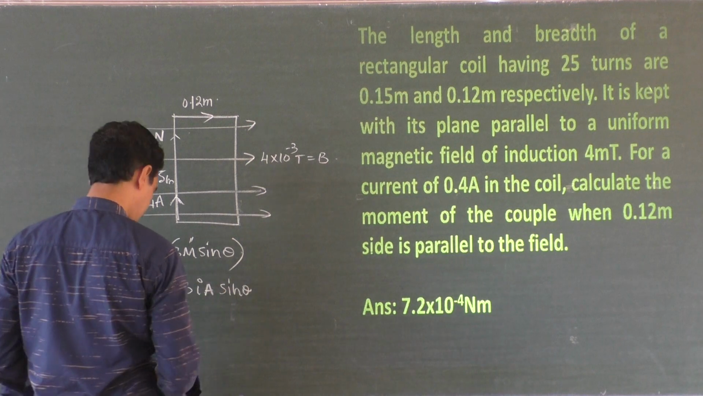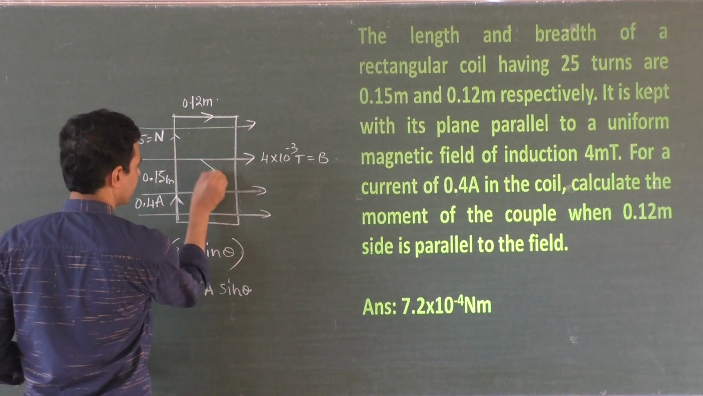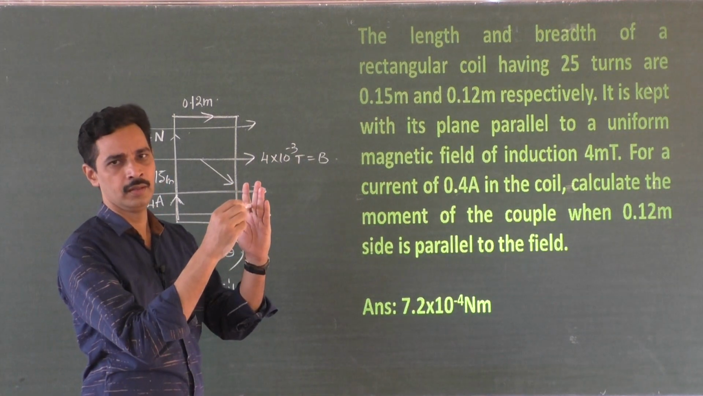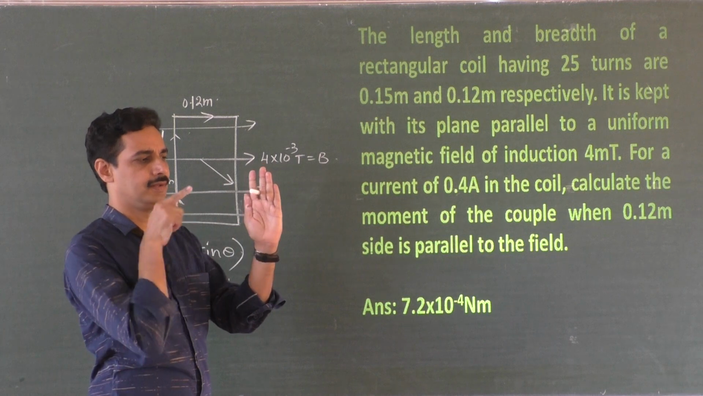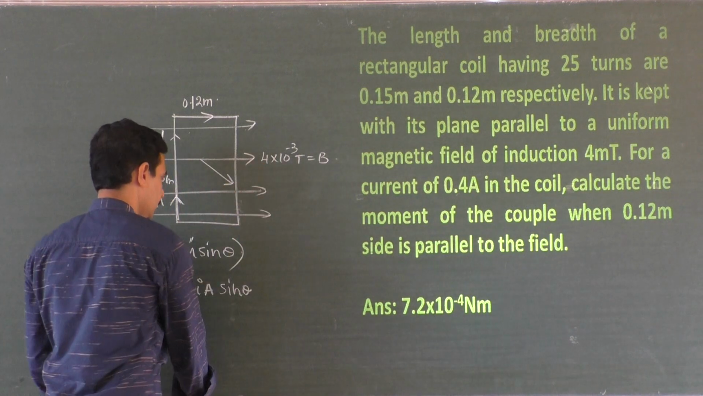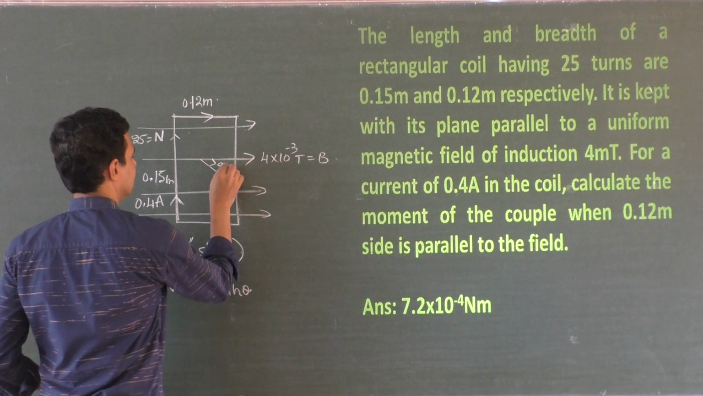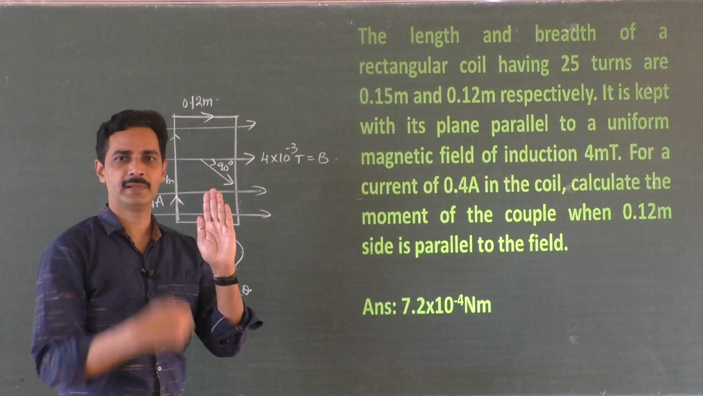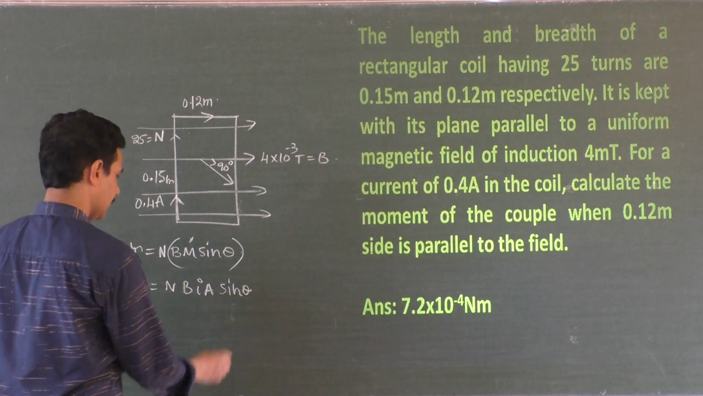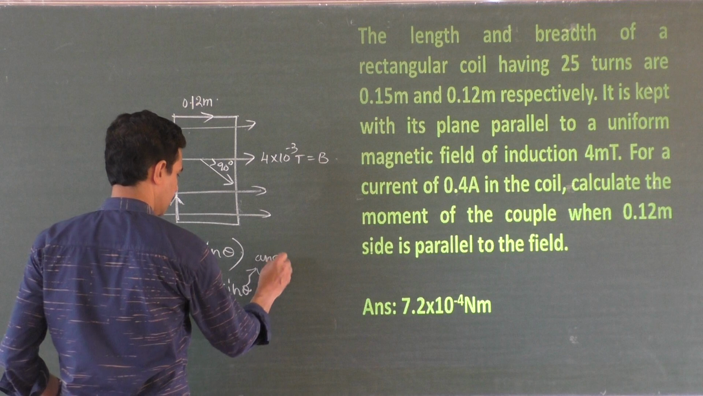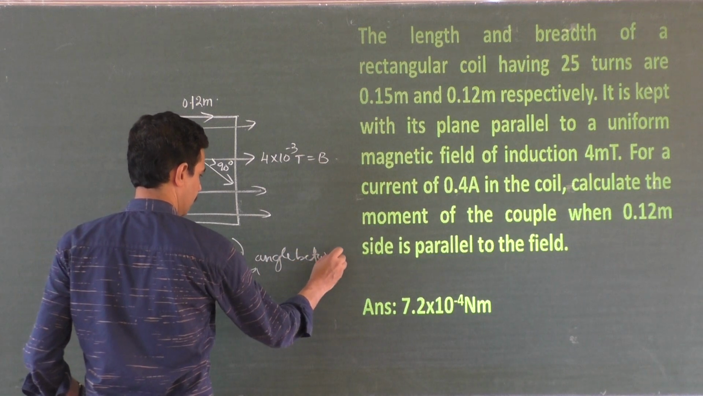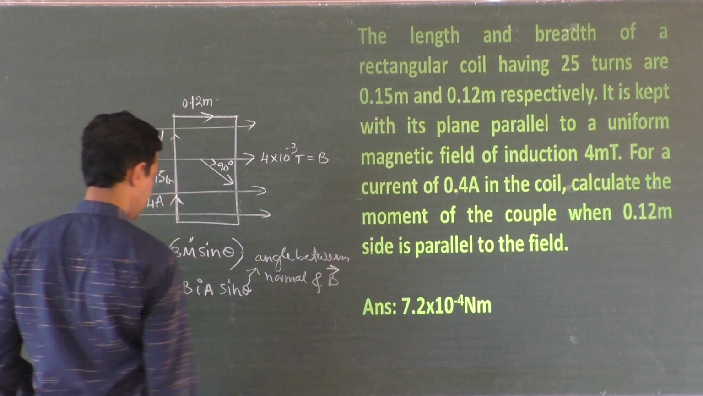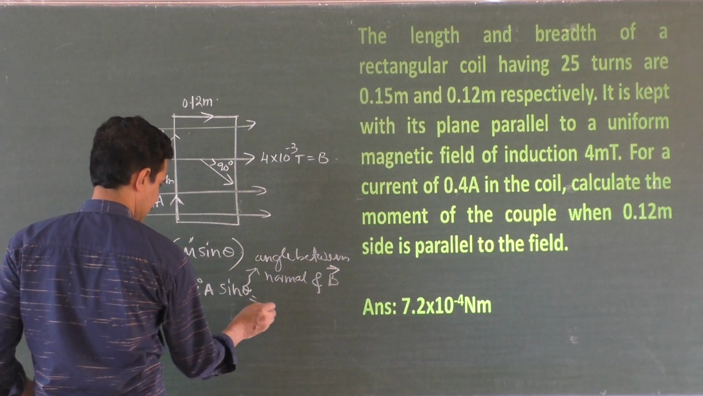Remember, theta is the angle between the normal to the coil and the magnetic field, like this. If you take the coil like this, what is the normal to the coil? Normal to the coil and magnetic field, that angle. Here it is 90 degrees at this moment. Because the coil is parallel to the magnetic field, but the normal is perpendicular to the magnetic field. So theta, the angle between normal and B, is 90.